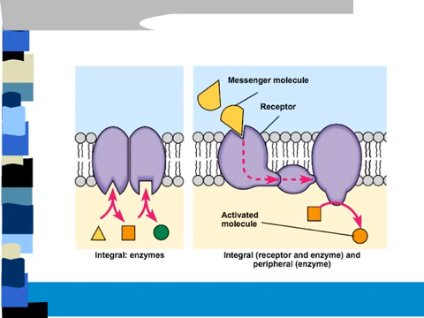So let's look at a few examples. So here I have an integral protein, and in this case, this is acting as an enzyme. So you can see I have a substrate coming in, and then the enzyme is changing it and making it into a new molecule. And then I have a second enzyme next to it that this substrate is going into, and it's changing it into a new product. So these are both acting as enzymes.